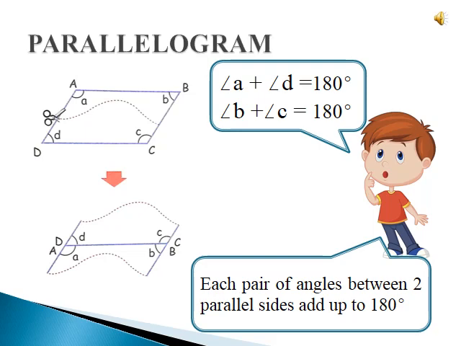Now if you recall your previous knowledge, we have learned that the angles on a straight line add up to 180, right? Okay, keeping that knowledge, this shows that angle A plus angle D is equal to 180. So do angle C and angle B, equal to 180. Do you all understand?